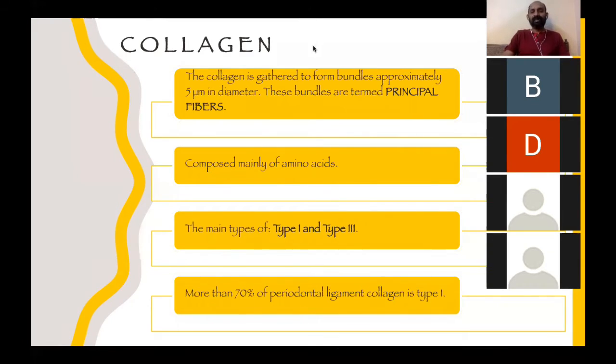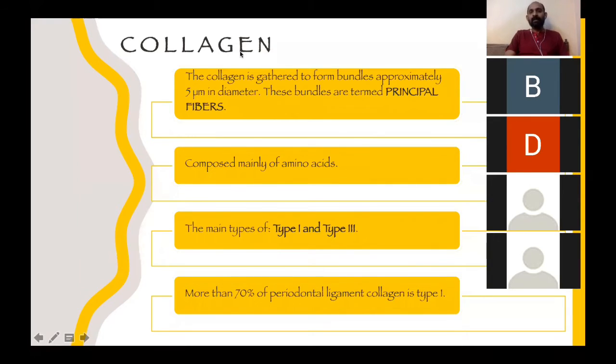Okay, so what exactly is collagen? Collagen is basically a protein. If I ask you which is the most abundant protein in the body, the answer would obviously be collagen, because in most places, even in your hard tissues and your soft tissues, collagen is present. So the most abundant protein in your body is collagen.